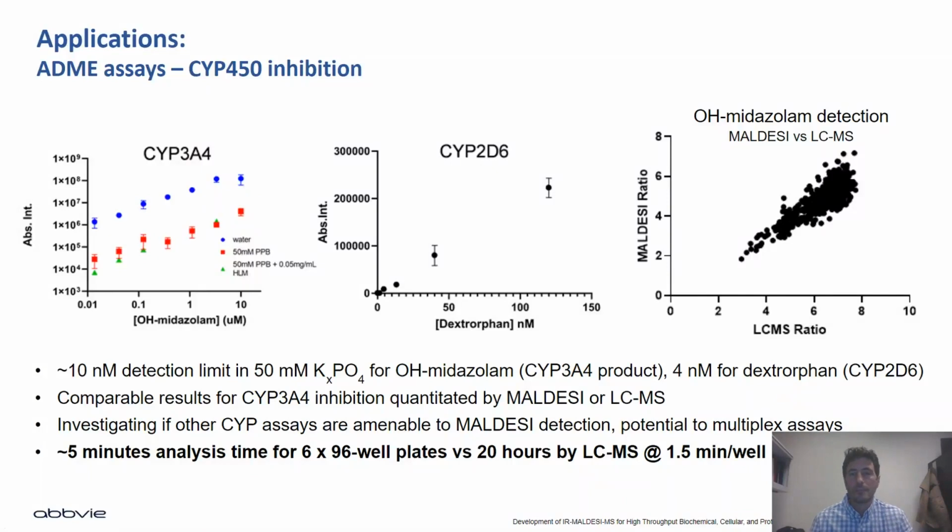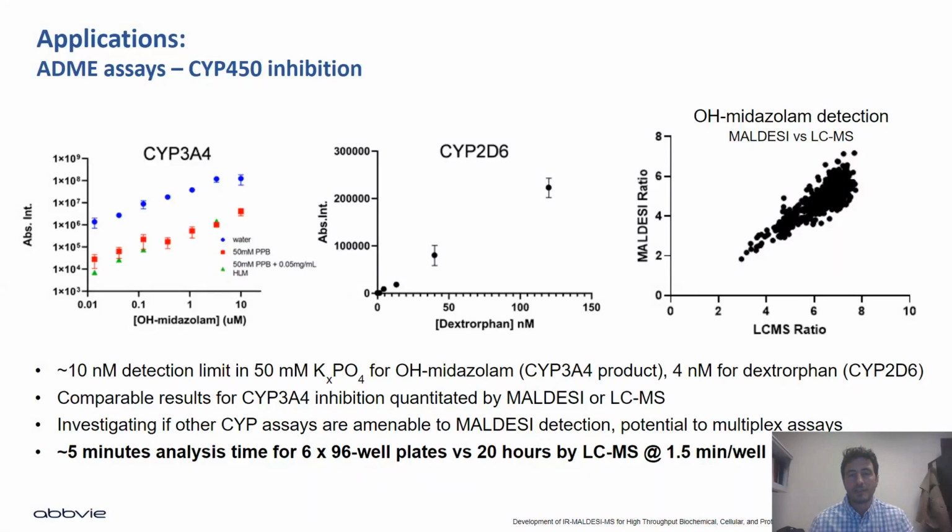So we're using MALDESI for this. On the far right side, you can see the MALDESI versus LC-MS result for one plate of compounds. You can see we have very nice correlation. The left and the middle panels show limits of detection for two of the most common CYPs, CYP3A4 and CYP2D6. On the left-hand panel, in blue is the limit of detection of the product in pure water, in red is the assay buffer that we actually run the assay in, and in green is the assay buffer plus human liver microsomes. You can see we do lose 2 orders of magnitude of sensitivity, but even at 10 nanomolar, we still have plenty of signal left, and so we can run the assay.